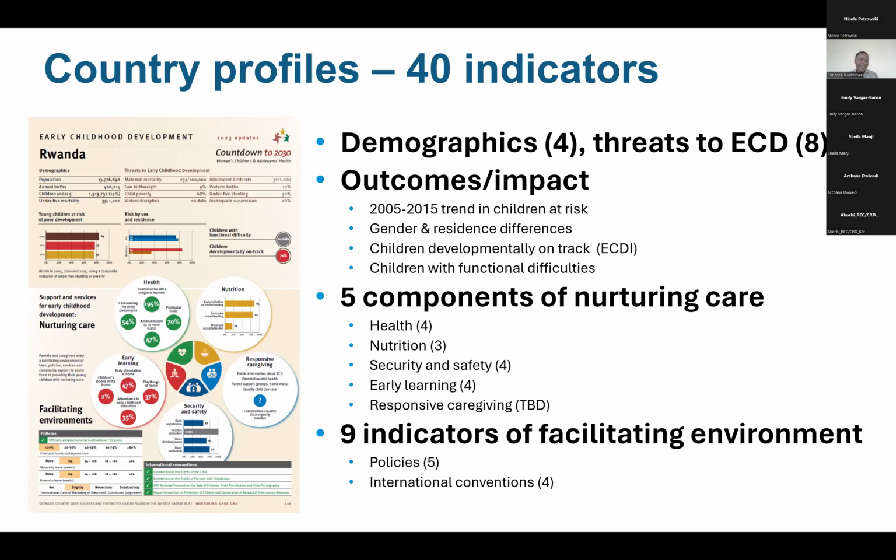So look out for that. Once we finalize, then we also have the indicator for responsive caregiving. Then we have 9 indicators of facilitating environment. For policies, we have 5, and international conventions, we have 4.